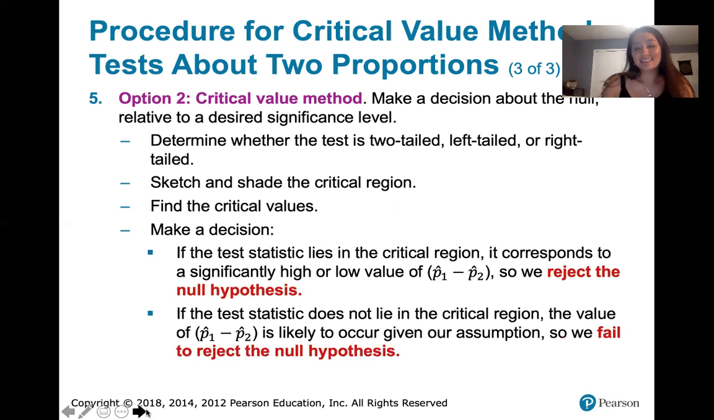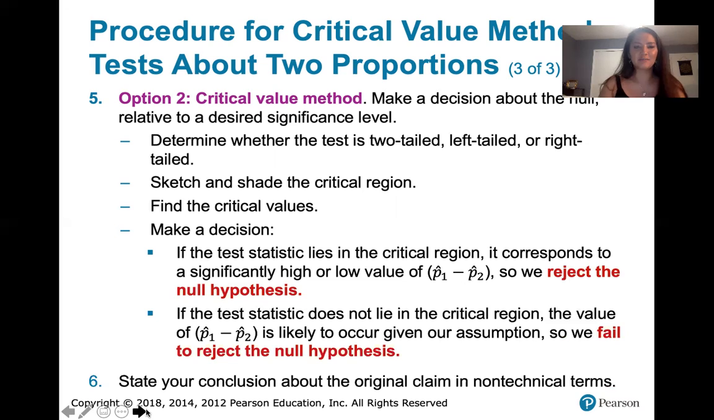Now, if the test statistic is not in the critical region, then we're saying that that value of p1 hat minus p2 hat is likely to occur given our assumption that the null hypothesis is true. So we're not going to accept the null hypothesis, but we're going to fail to reject the null hypothesis. In other words, we're saying that the null hypothesis might be true. We don't have enough evidence to reject that hypothesis. And then once we have made a decision whether to reject or fail to reject the null, we're going to use that to state a conclusion about the original claim in non-technical terms that everyone can understand.